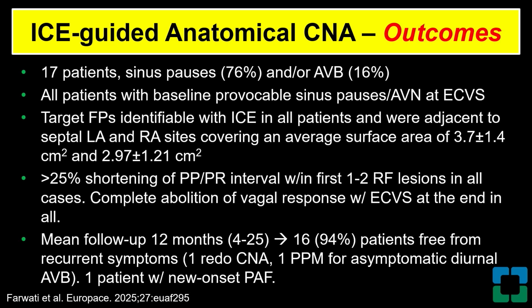And 1 patient ended up getting a pacemaker because of asymptomatic diurnal AV block, and the patient wanted a pacemaker at that point. All patients had an ILR. An interesting finding was a young patient, 25-year-old, 1 year after CNA, who had new onset paroxysmal atrial fibrillation. She never had that before. And I wonder if unopposed sympathetic innervation is actually bad.